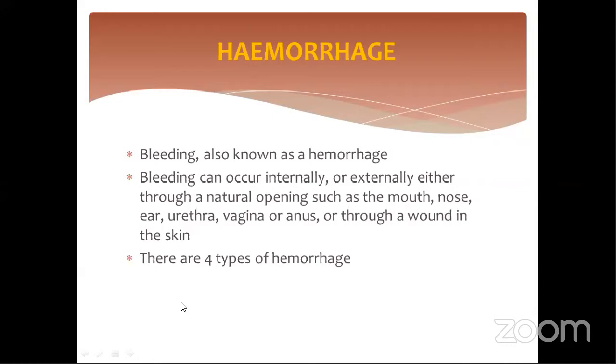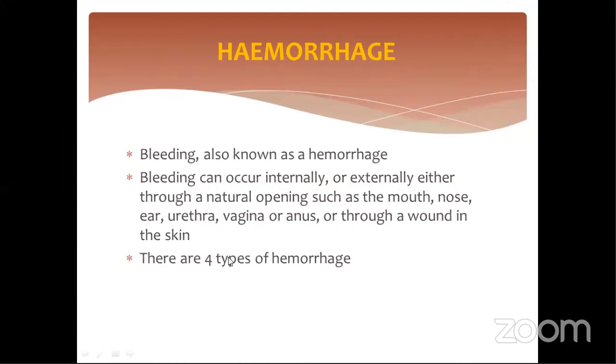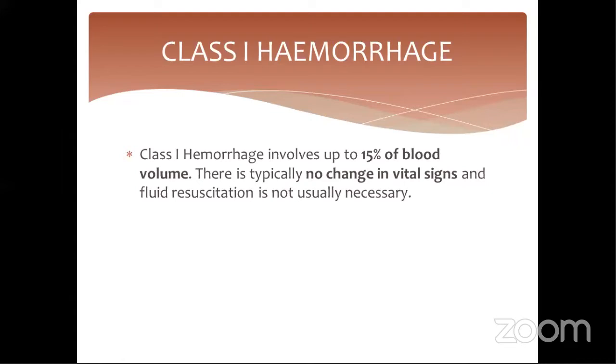that are mouth, nose, ear, urethra, vagina or anus, or through a wound. Okay, there are 4 types of hemorrhages. So class 1, class 2, class 3 and class 4 hemorrhages are classified into 4 groups by the American College of Surgery. Why is this classification important? Because there are 2 main classifications, first by WHO and second by this.